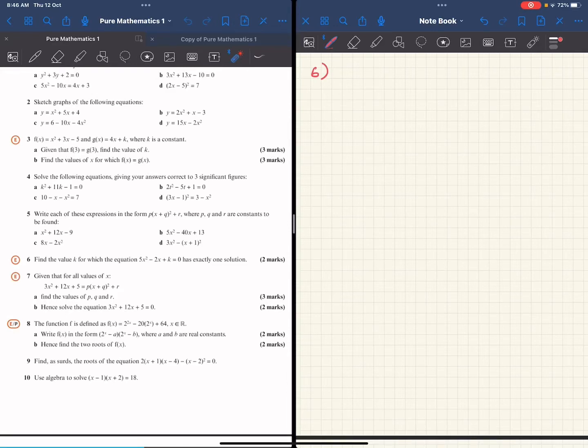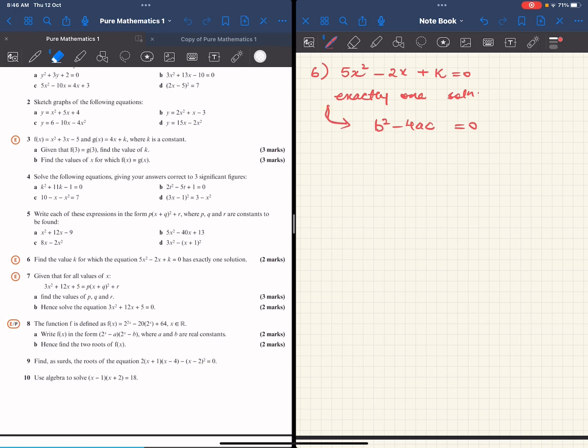Question number 6. Question says find the value of k for which the equation 5x squared minus 2x plus k is equal to 0 has exactly one solution. So let's write the question. The question is 5x squared minus 2x plus k is equal to 0. Now, when the question says exactly one solution, what does it mean? Exactly one solution means that the discriminant, which is b squared minus 4ac, should be equal to 0.